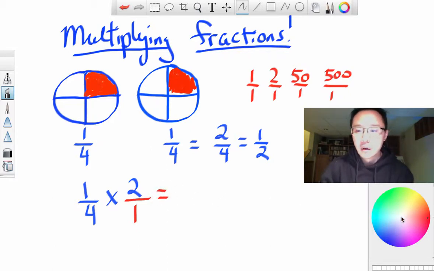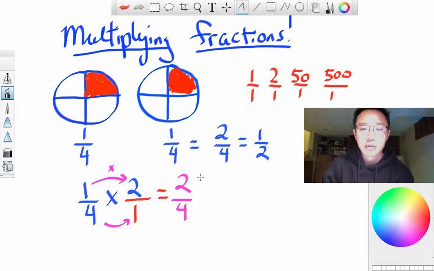And at the end, when you want to multiply fractions, it's really straightforward because you don't need the bottom numbers to be the same. You don't need a common denominator. You just multiply across. So 1 times 2 is 2, since we're multiplying them together. And 4 times 1 is 4, which is reduced to 1/2. So multiplying fractions is pretty straightforward.